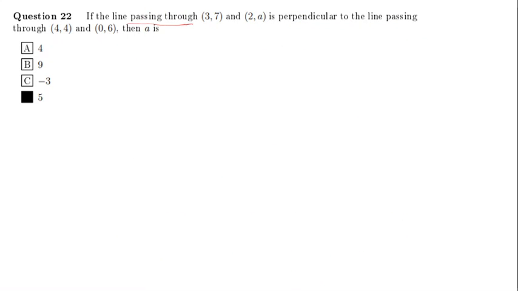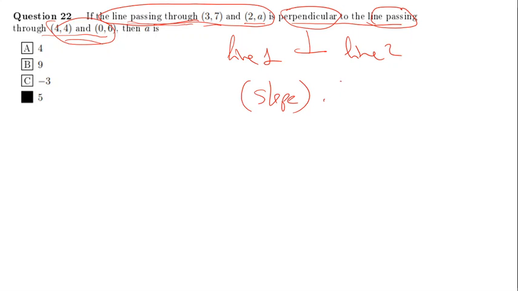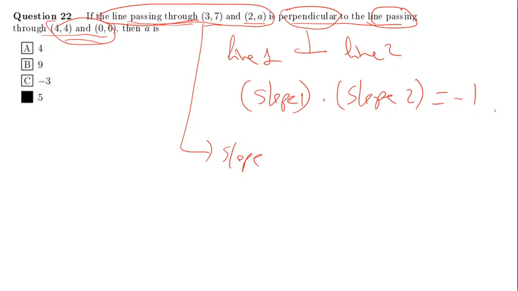If the line passing through (3, 7) and (2, a) is perpendicular to the line passing through (4, 4) and (0, 6), okay. Now the line passing through these two points is perpendicular to the line passing through these two points. So we have two lines here, line 1 and line 2, and they're perpendicular. So what does this mean? That the multiplication of slope 1 and slope 2 should be equal to minus 1. Now, we can use that.